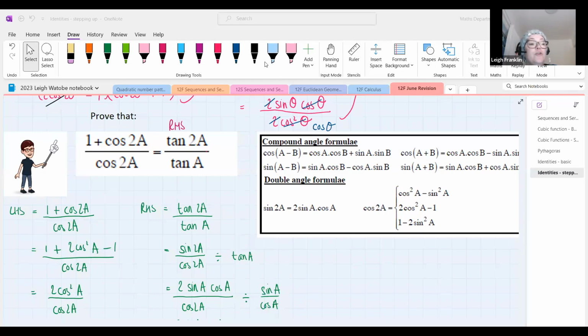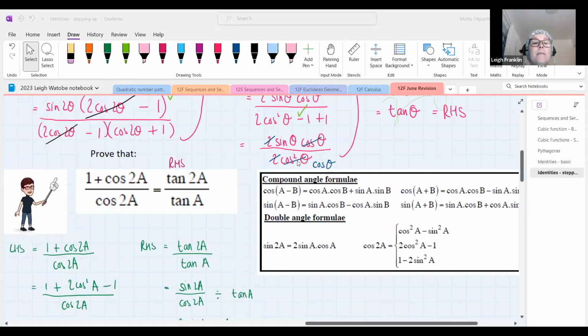Leanne, the numerator. Okay, we started with 1 plus cos 2a, and then we rewrote cos 2a as 2 cos squared a minus 1. So the 1 minus 1 means that the 1 is not there anymore. Okay.